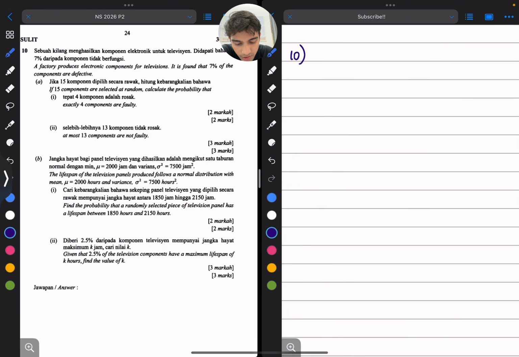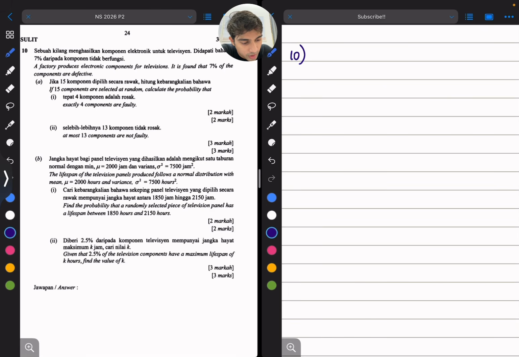A factory produces electronic components for televisions. It's found that 7% of the components are defective. If 15 components are selected, calculate the probability that exactly 4 are faulty. Faulty and defective are the same thing.